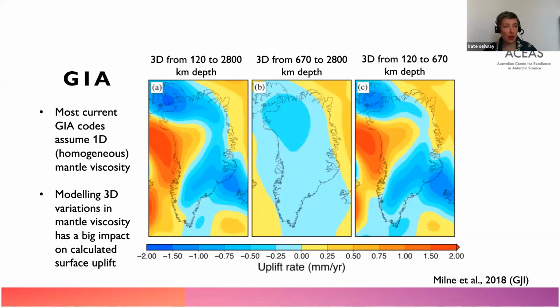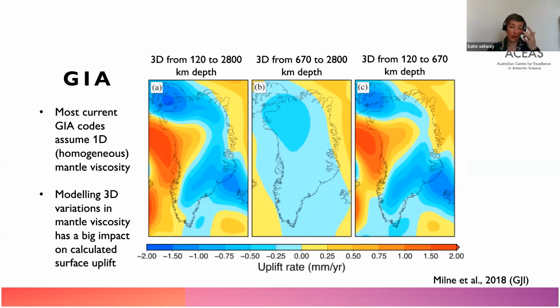So currently, GIA is absolutely accounted for and is a component of ice loss models. But currently those GIA models need to be improved. Most of those models assume that the Earth viscosity is 1D. It's pretty homogeneous laterally, just layers that are homogeneous across those regions. But we know that the Earth is really complex and varies a lot laterally. And its viscosity is likely to vary a lot laterally as well.